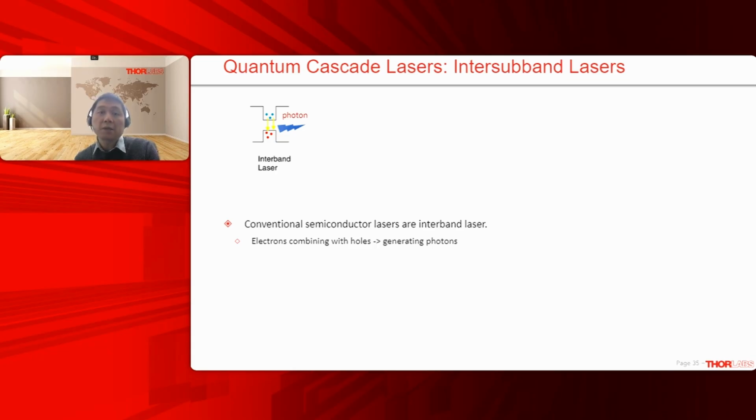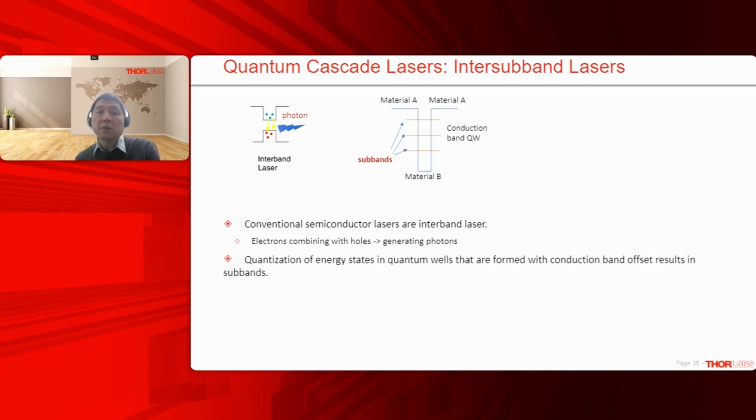Those lasers are called interband lasers. Unlike conventional interband lasers, QCLs use inter-subband transition within engineered quantum wells. We know that in semiconductor quantum wells, the conduction band is split into subbands. In the 1970s, scientists proposed using transitions between subbands as a new method to generate photons.